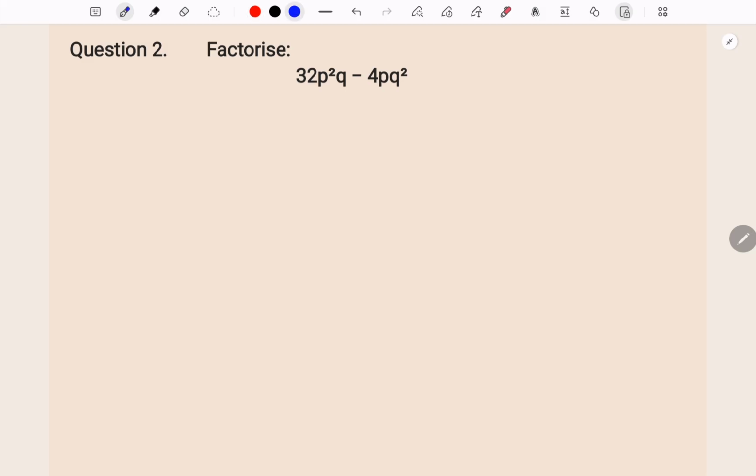Moving on to the next question. Here we need to factorize 32p squared q minus 4pq squared. So let me find out the HCF of all the terms in the expression. We have 32p squared q and 4pq squared, right? Now, let's first look at the numbers. Here we have 32 and 4. The HCF of 32 and 4 is 4.